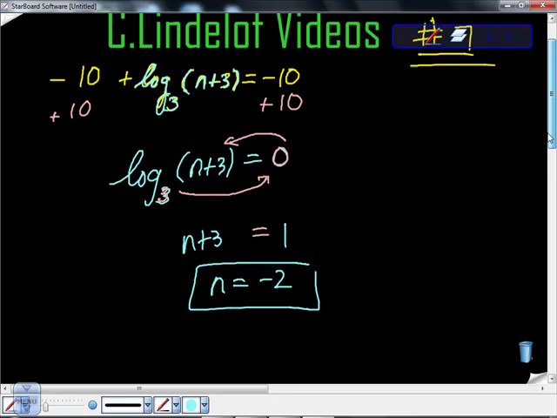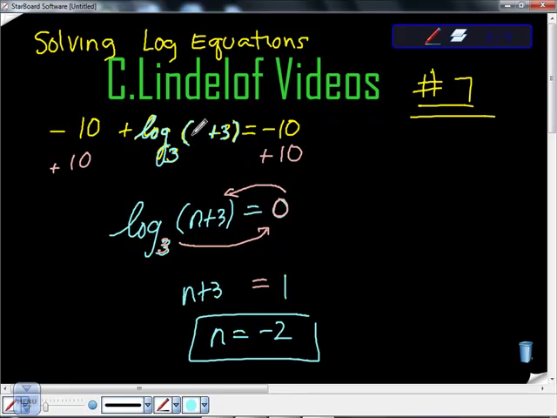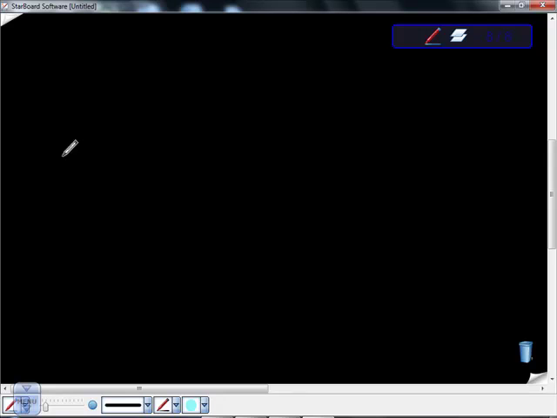You say, well, why is that true? I go back up here and put my negative 2 in. We said that n is negative 2. Negative 2 plus 3 is 1. What is log base 3 of 1? 3 to what power is 1? 0. So this thing evaluates out to 0. So it says that negative 10 plus 0 equals negative 10, which is true. Everybody good?